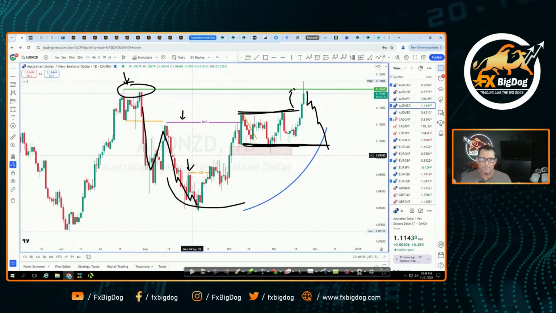Again, very important. And it's very important that you do not react on your emotions, but you react on the process, right? And what is the process? You've got to wait for confirmation of the market telling you what to do. Don't try and guess this. This is not about who can guess the right direction.